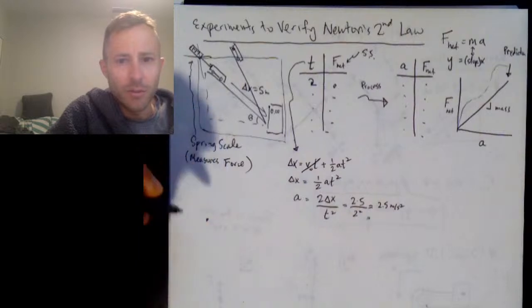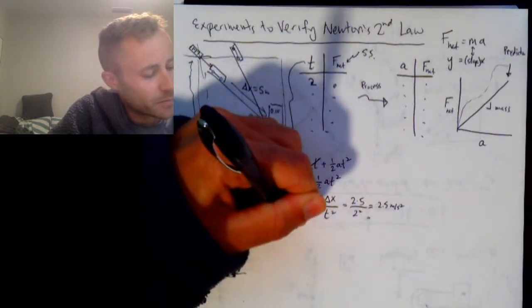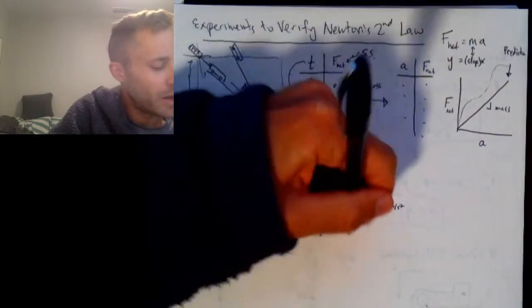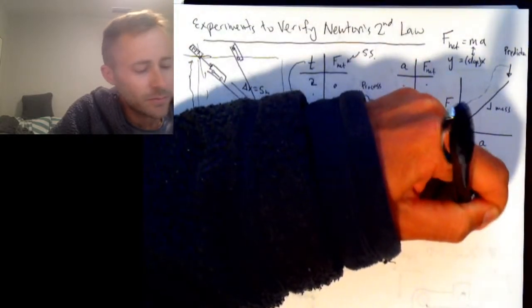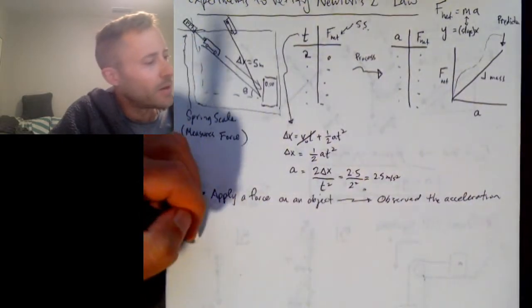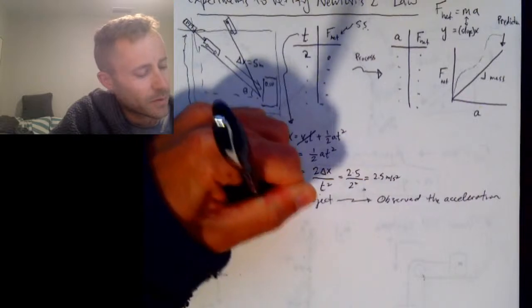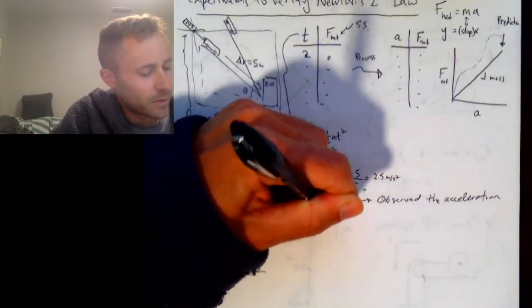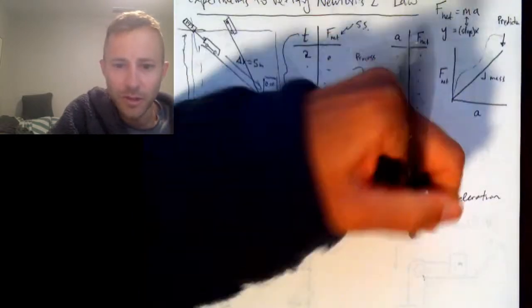So this experiment, what we did was we applied a force on an object. We applied a certain force by putting the ramp at a certain angle, and then we observed the acceleration. That's one way to do it. Another way is you could apply the same force on different sized objects, and then observe the acceleration.